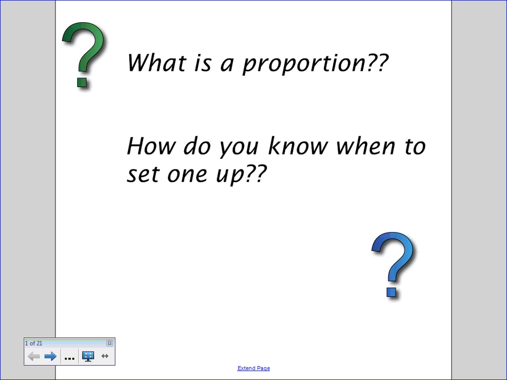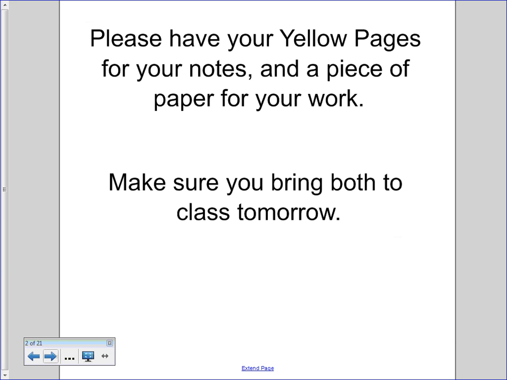You are going to need your yellow pages for your notes and a piece of paper for your work. Make sure you have a calculator and a pencil also. If you need to get these things, pause the video and get them. And then bring both your notes and your work to class with you tomorrow.